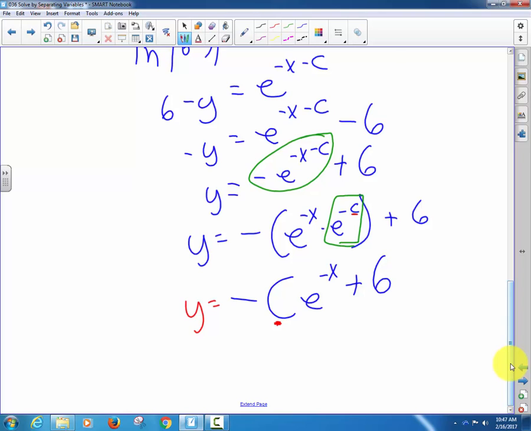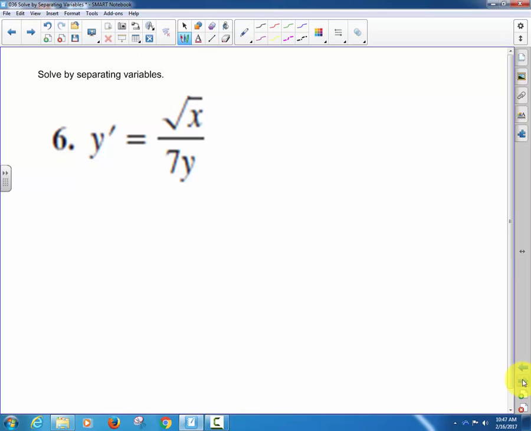It gets worse, okay? Let's keep rolling through a little bit and just see what happens here. Not all of them are that bad. y prime equals the square root of x over 7y. So first thing I'm going to do is rewrite using the dy over dx naming convention. And now I'm going to move the dx over here. And we have a choice to make. Do we want to multiply both sides by y or multiply both sides by 7y?